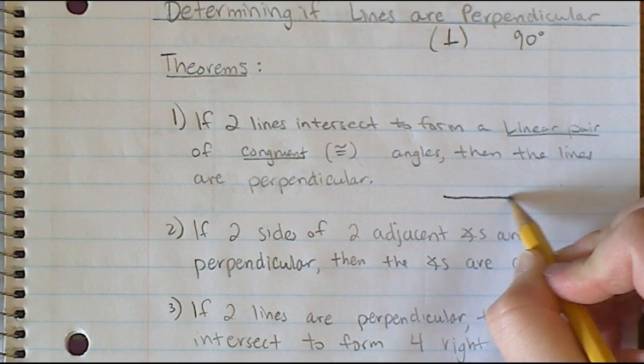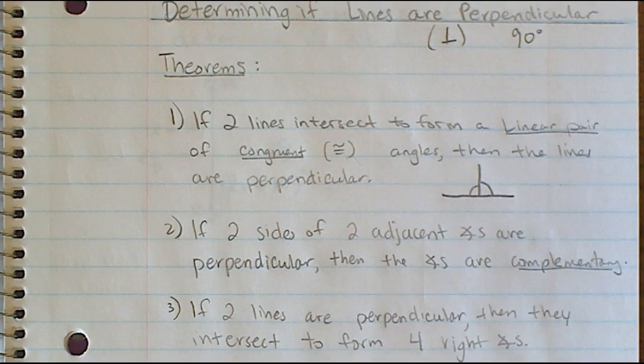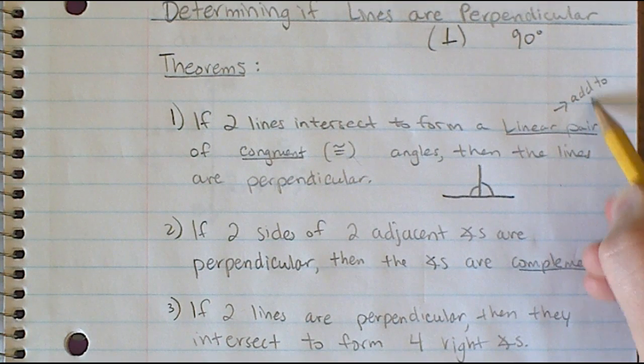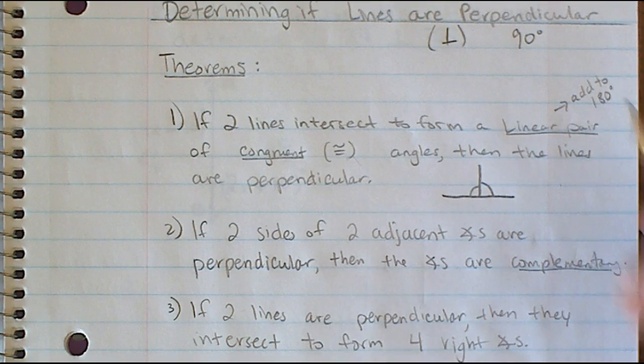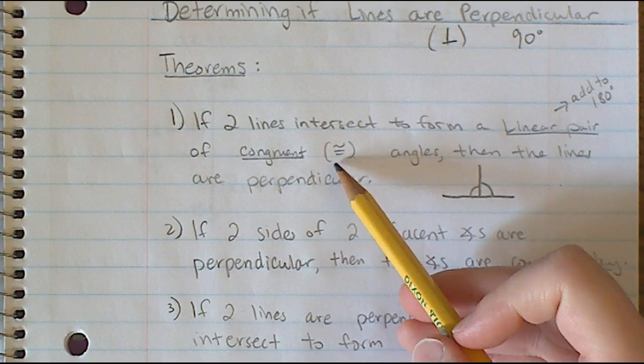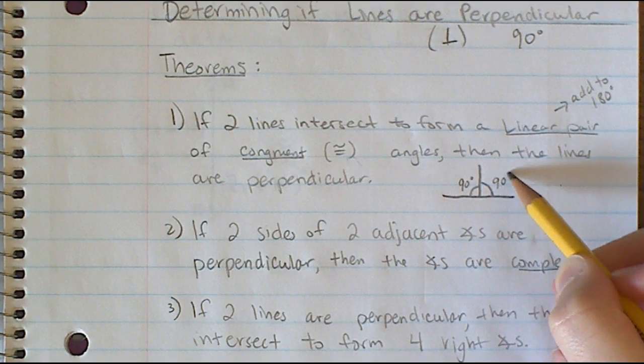So if I have a linear pair and these two angles are congruent, so they would be marked with the little arc marks. Well, we know that a linear pair adds up to 180. So if these two angles add to 180 degrees and they are congruent, the only way for that to happen is if they're both 90 degrees.